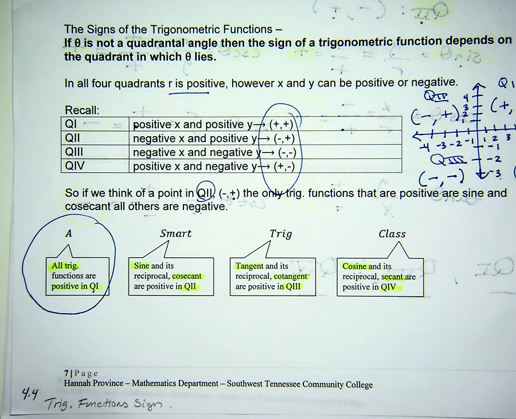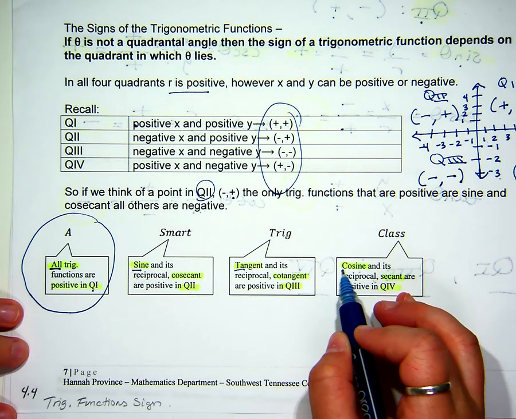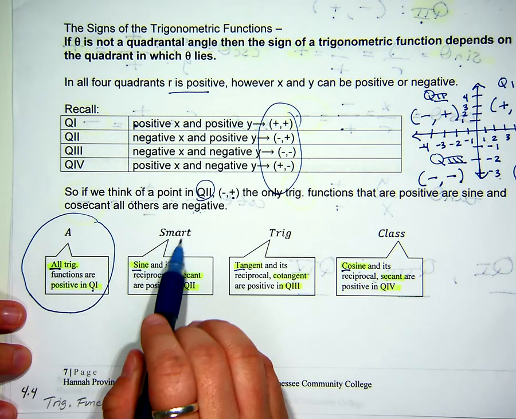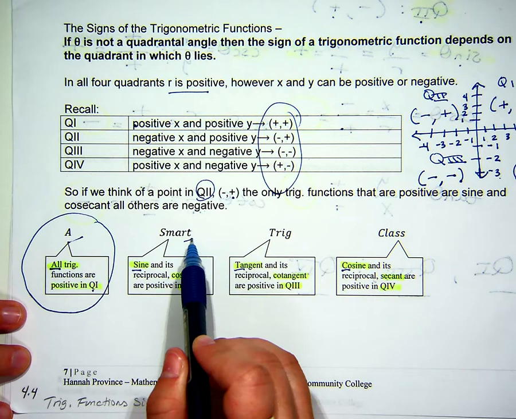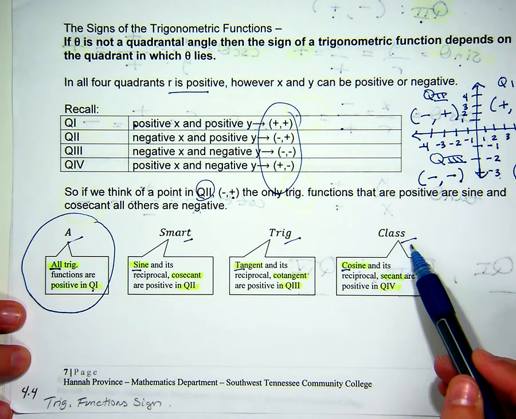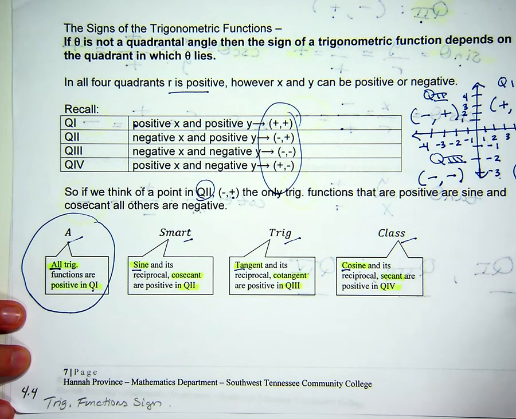One way to remember this. All starts with an A, Sine starts with an S. Tangent starts with a T. Cosine starts with a C. So, all smart trig class. All functions are positive in quadrant 1. Sine and its reciprocal are positive in quadrant 2. Tangent and its reciprocal are positive in quadrant 3. Cosine and its reciprocal are positive in quadrant 4.